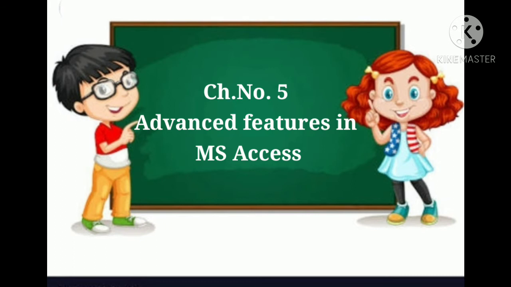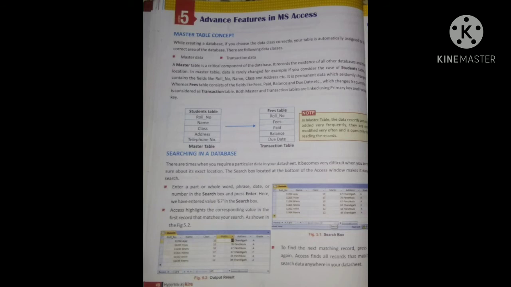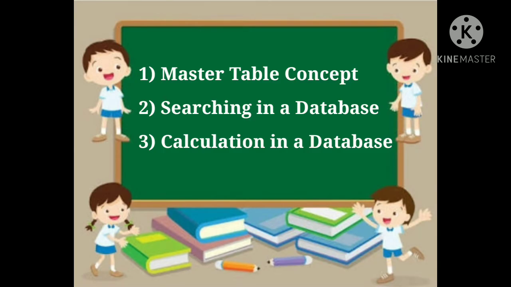In this period, we are going to start the new chapter, that is Advanced Features in MS Access. In previous chapters, we have learned how to create blank database, how to create tables, and how to modify that table too. Now in this chapter, we are going to see more features. So in that, the first point is master table concept.